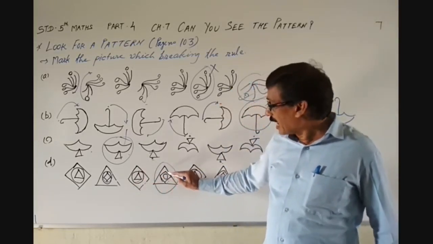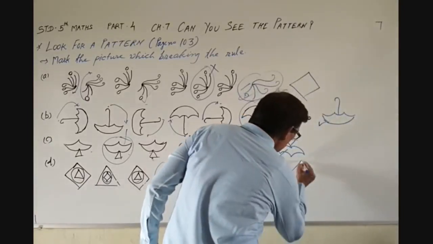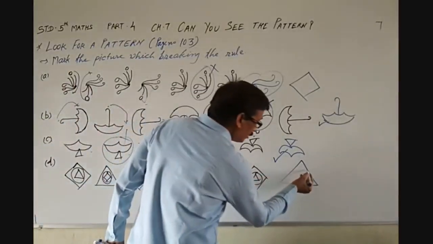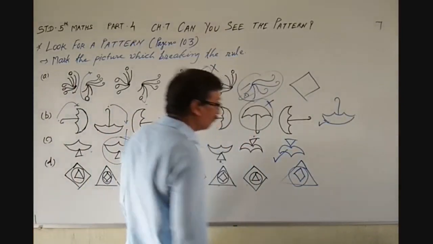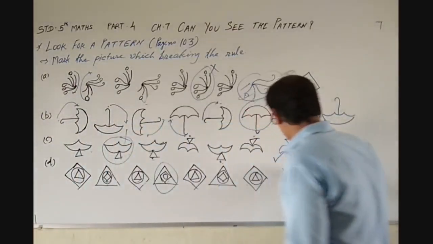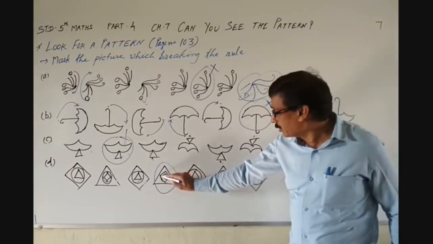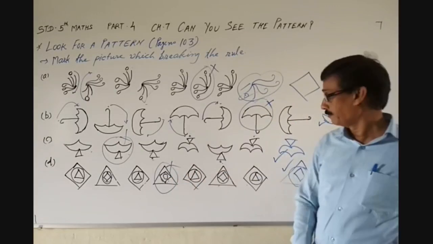But here, ideally what should it be? Triangle is right. So here it should be a triangle. Then after, a circle should be there, and inside there should be a rhombus. So this is the right figure. So here this rhombus should not be there. That is why this is the wrong figure.